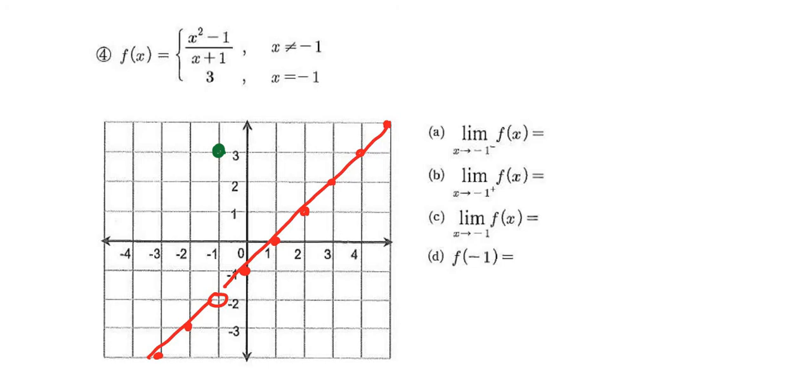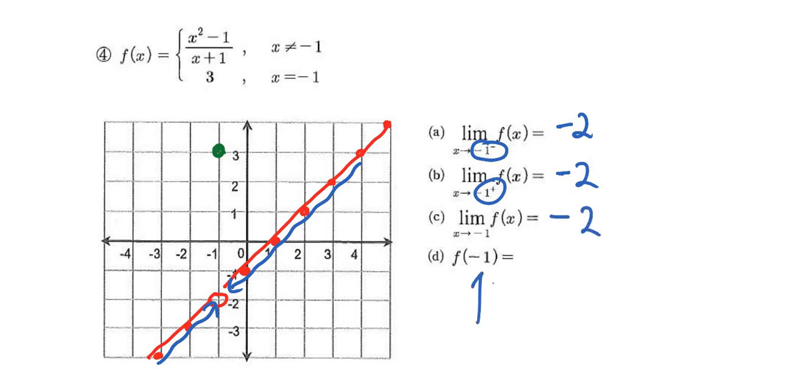So what's the limit when x approaches -1 from the left-hand side? So if I'm approaching -1 from the left-hand side, I can definitely follow this blue line, and this blue line, as it approaches -1 from the left-hand side, the height that I approach is going to be -2. And if I approach -1 from the right-hand side, which is this part in blue, that's also going to be a height of -2. And since the left-hand limit and the right-hand limit are equal, this will be -2. And then finally, I want to find out what the y value is when x equals -1, and that has a value of 3. Okay, let's move on to the next one.